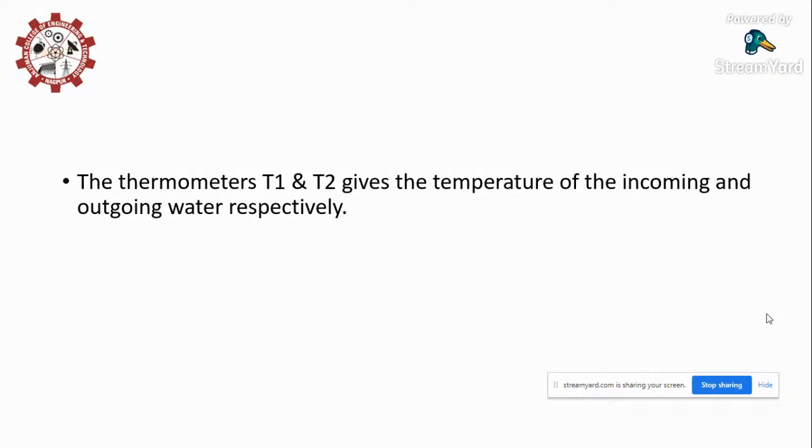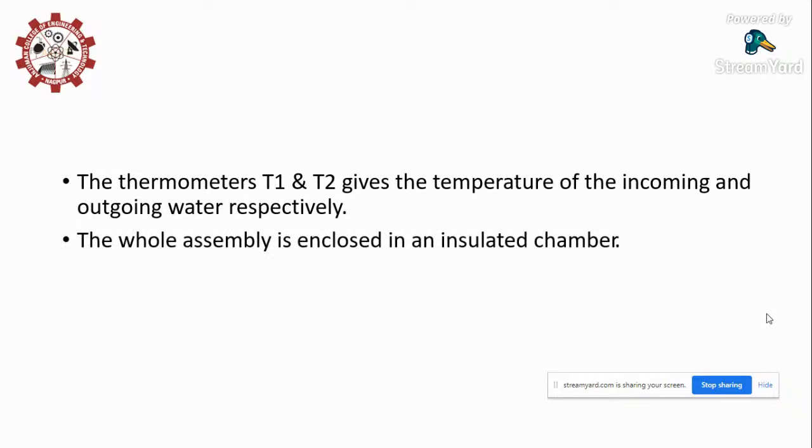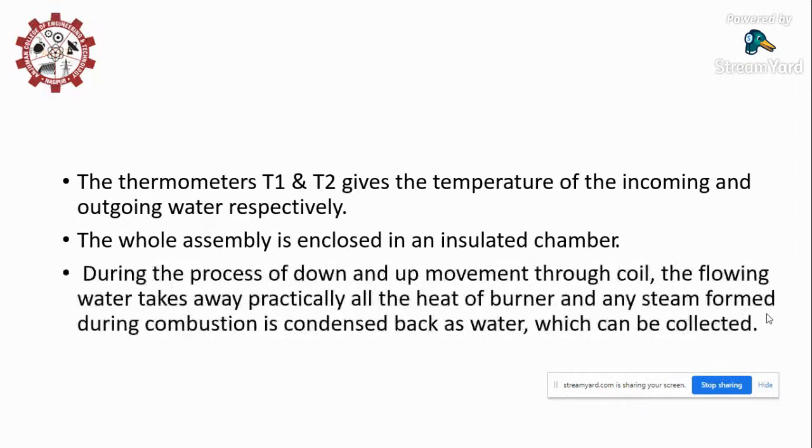The thermometers T1 and T2 give the temperature of the incoming and the outgoing water respectively. The whole assembly is enclosed in an insulated chamber. During the process of up and down movement, the flowing water, as I said, is collected at the base in a tray.